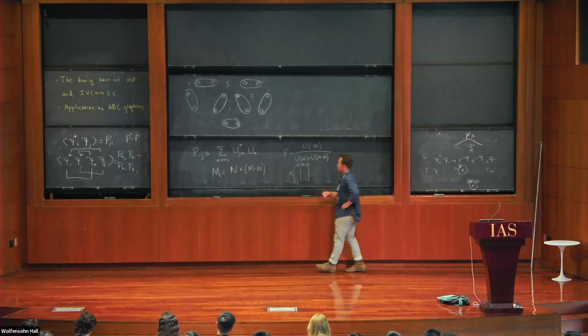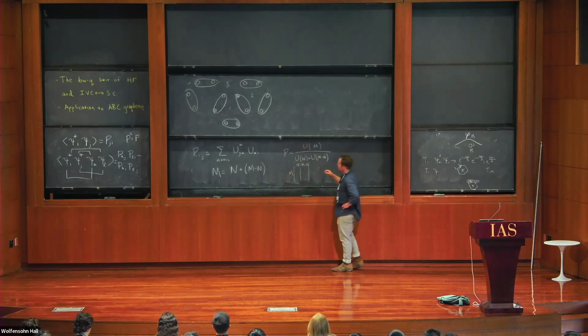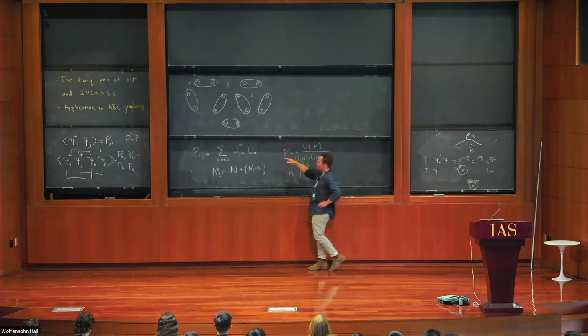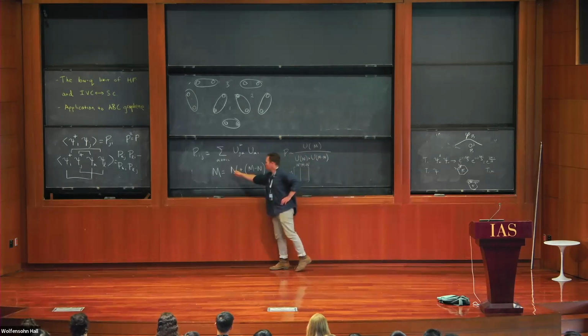A couple of good questions came up during the break, so maybe I'll just answer them. One is, why is this P? Got it. So again, we're going to fill n electrons in orbitals.